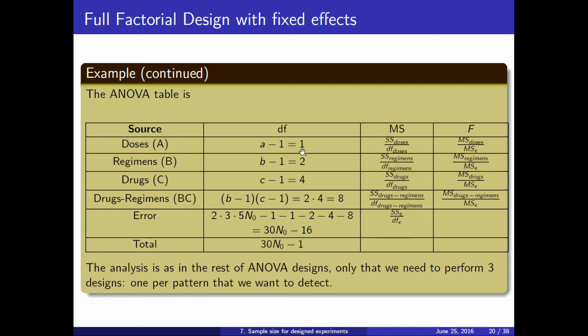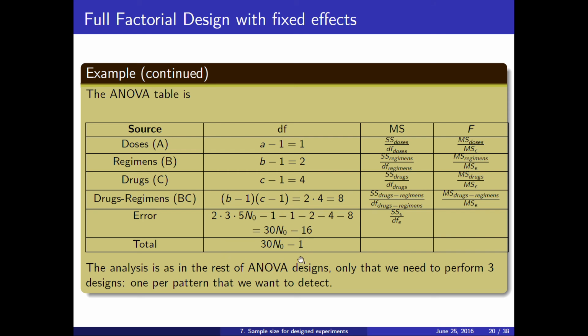And we already know how to count the number of degrees of freedom. We have two doses, so we will use 1 degree of freedom for the doses. We have three different dosing regimes, so we will use 2 degrees of freedom for that. Five drugs, so we have 4 degrees of freedom. The interactions between drugs and regimes are the multiplication of these two, so we will have 8.